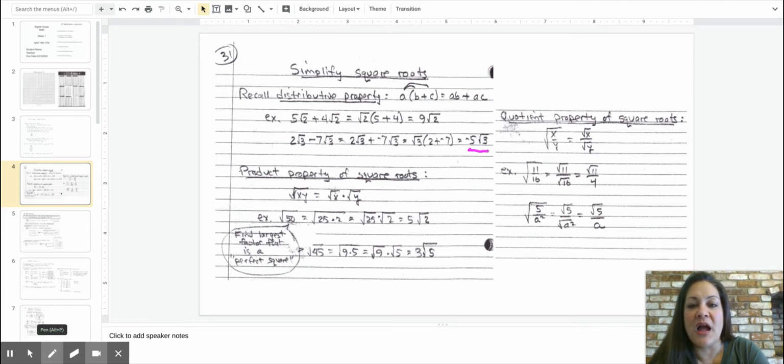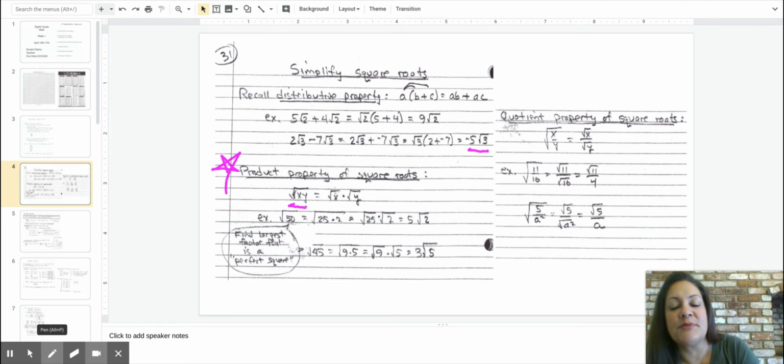Okay, so for the product, this is going to be for multiplication. Product property of square roots. We have square root of xy. You can separate those out, and you saw that we did that in the introduction. So that gives us square root of x times square root of y.